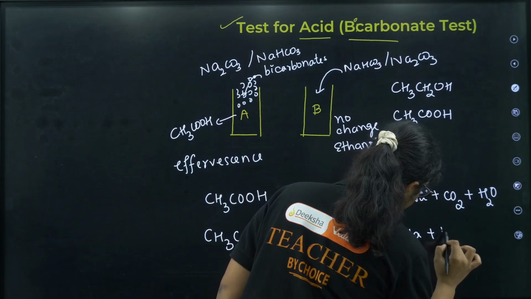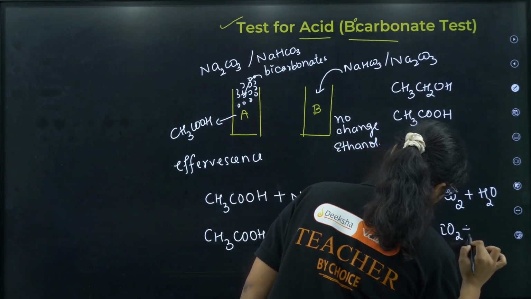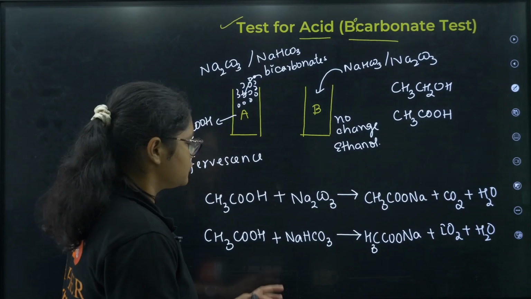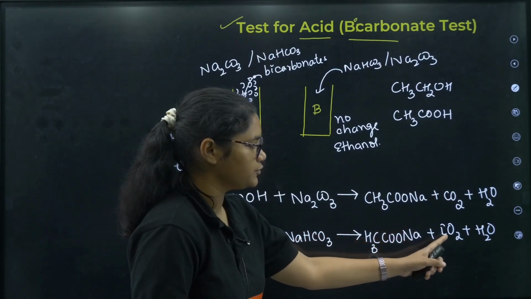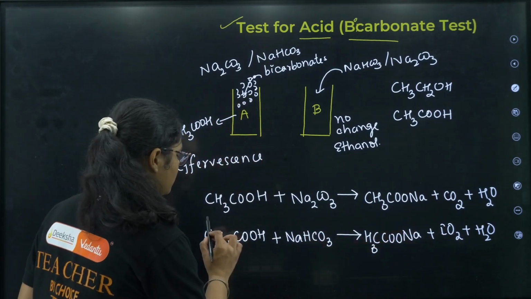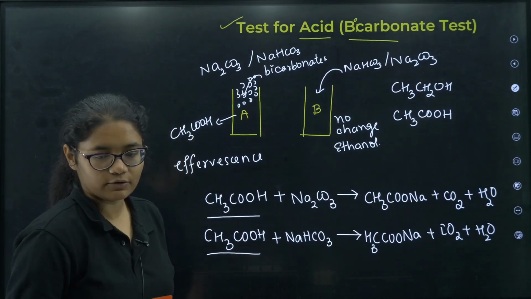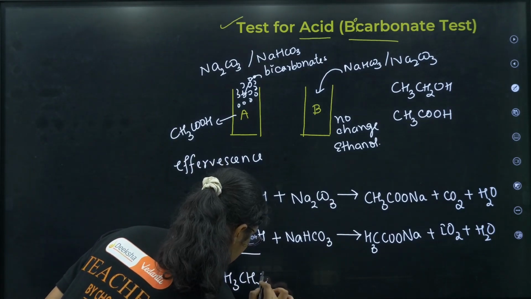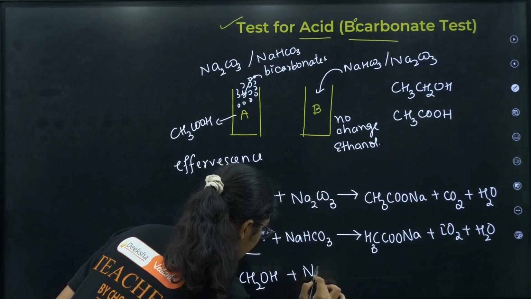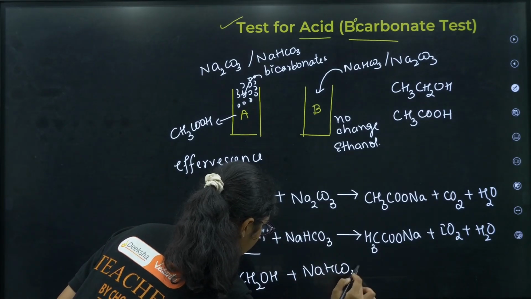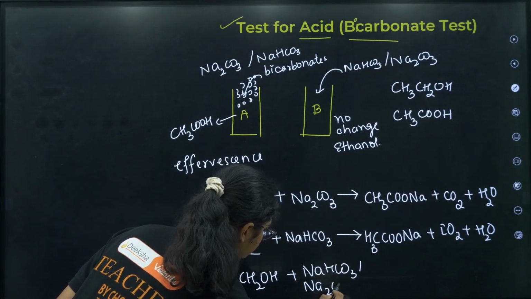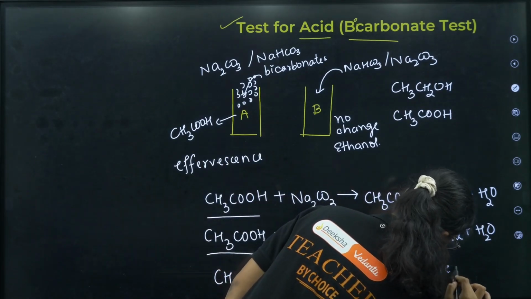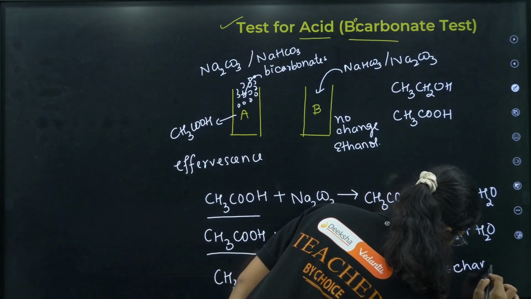CH3COONa plus CO2 plus H2O. So that is the salt produced, along with CO2 and H2O. But that will happen only with acetic acid or ethanoic acid. If you take ethanol here, in this place if you take NaHCO3 or Na2CO3, then there will be no reaction, or I can write no change.